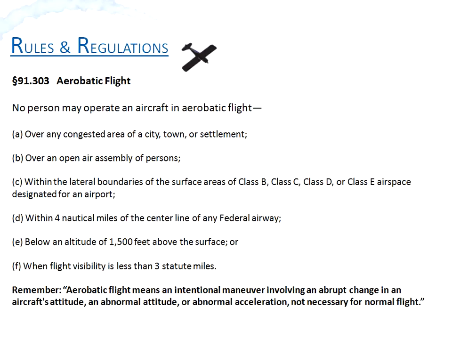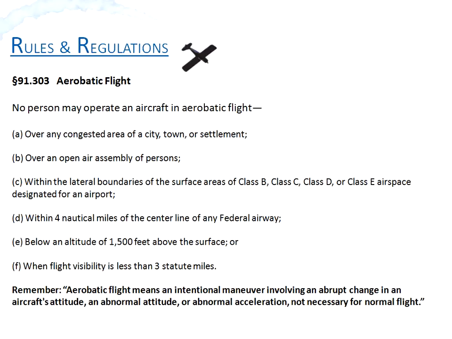Now let's talk about some regulations and go through what the FAA actually classifies. We've already got their definition of aerobatics. But basically, under the aerobatic flight rules, you're not allowed to operate an aircraft over any congested area of a city, town, or settlement. So not over the middle of the town. Not over an open air assembly of persons. Not over the football game, doing aerobatics right on top of that.